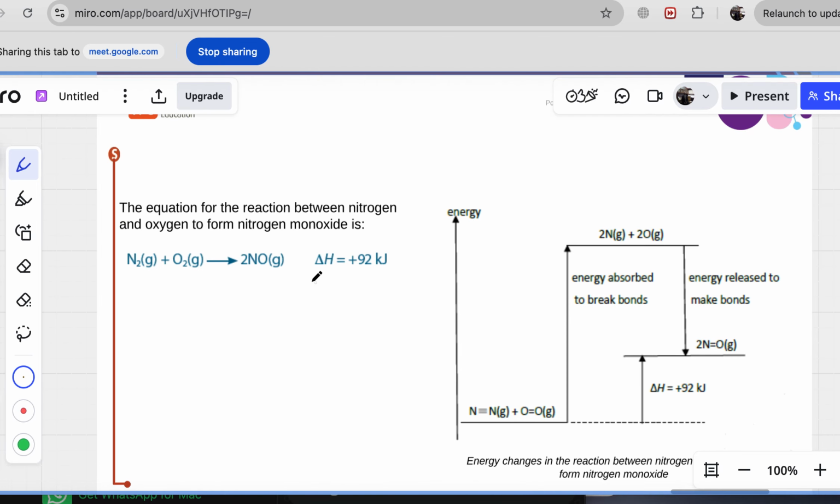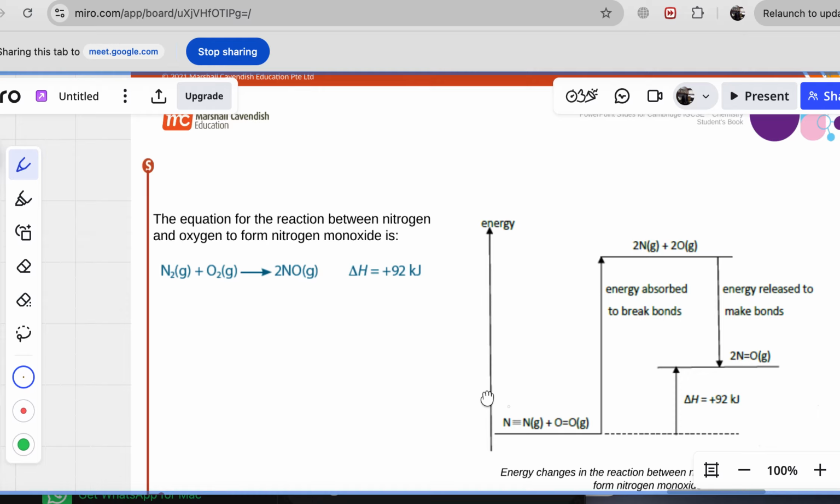Now let's take a look at this. It says the equation for the reaction between nitrogen and oxygen to form nitrogen monoxide is this. Look at the equation for the reaction. The enthalpy change is positive. Because it's an endothermic reaction, the reactant is at the bottom and the product is up.